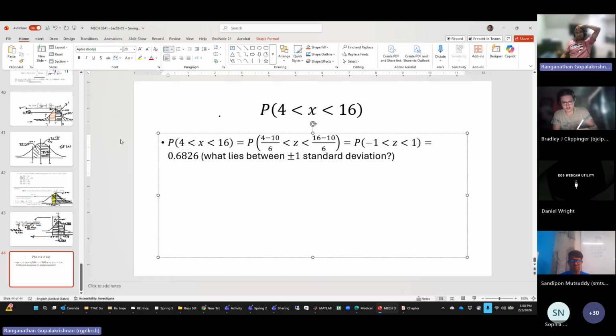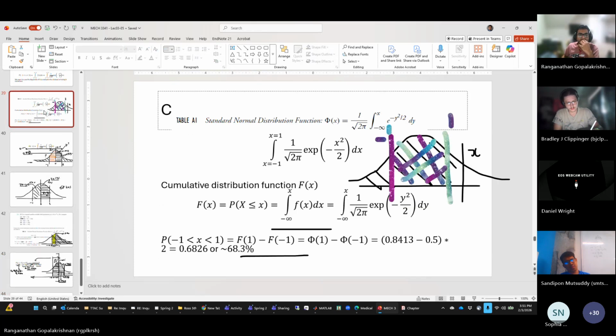This is the key step, converting from a given problem to the standard normal distribution. This step, if you master it, then the rest is just practice. Good. Can I do the next part? Yes. Okay. Thank you. All right.